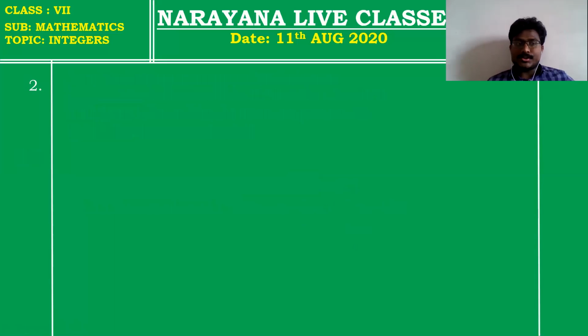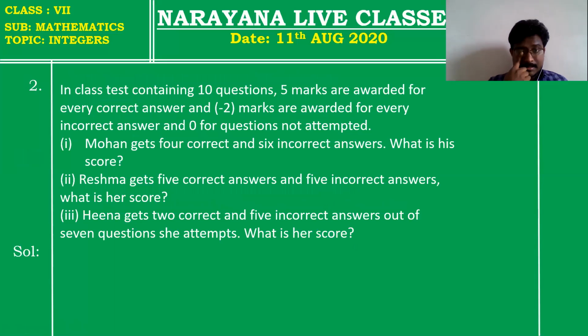Next, the second question: in a class test containing 10 questions, 5 marks are awarded for every correct answer, minus 2 marks for every incorrect answer, and 0 for a question not attempted. If people are giving the JEE Mains exam, there will be negative marking, and if you give a correct answer you get 4 marks or 3 marks. If you give a wrong answer, you are going to lose extra marks.